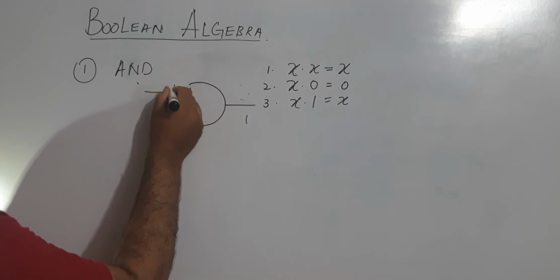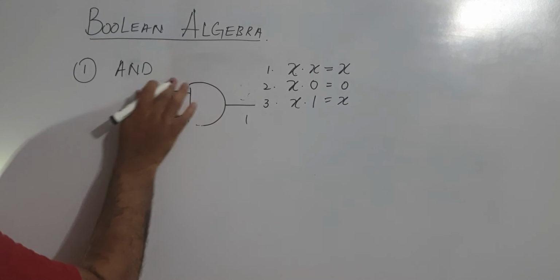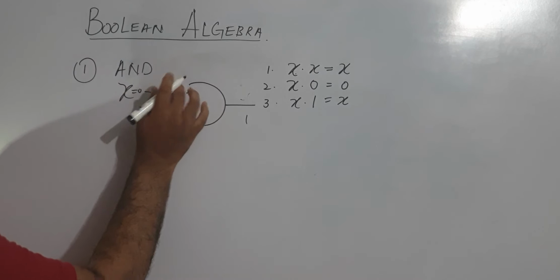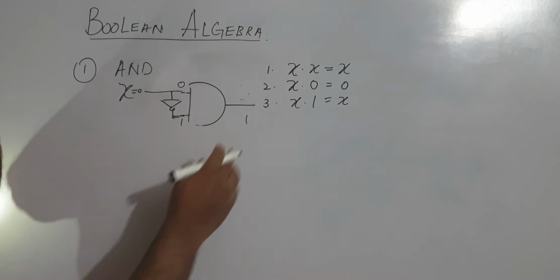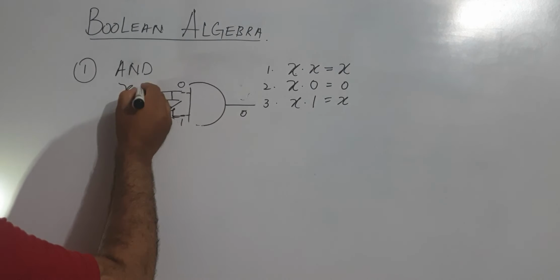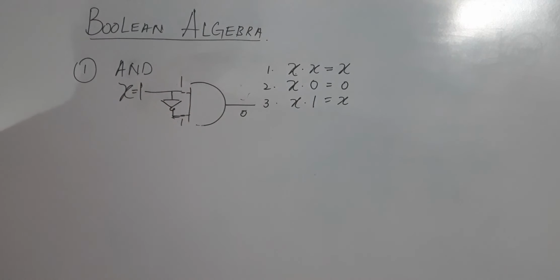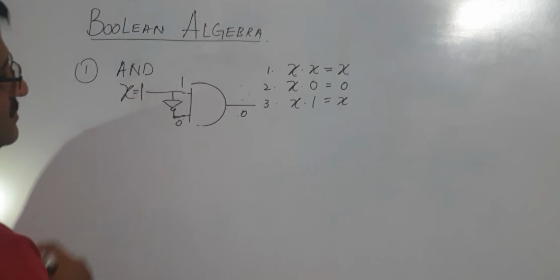Let's say I connect one NOT gate here with this one, and now we have only one input, that is x. If x is equal to 0, this will become 0, and through this NOT gate, the second input will become 1. What should be the output? Output will be 0. What if we make the value of x equal to 1, so this input is 1, and through the NOT gate, it will invert and this will become 0. Again the output is 0.